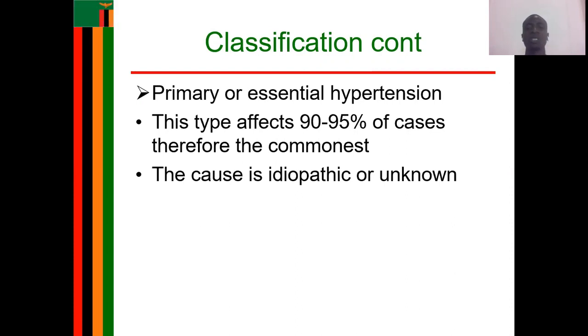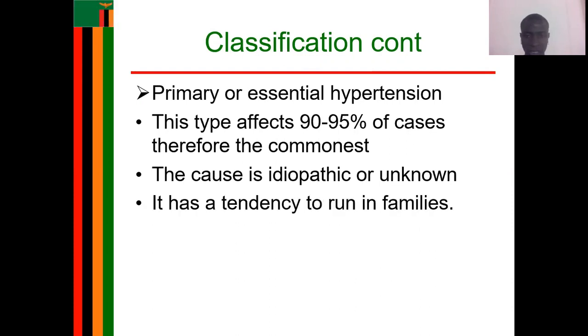The cause of primary hypertension is idiopathic, or unknown. It tends to run in families.